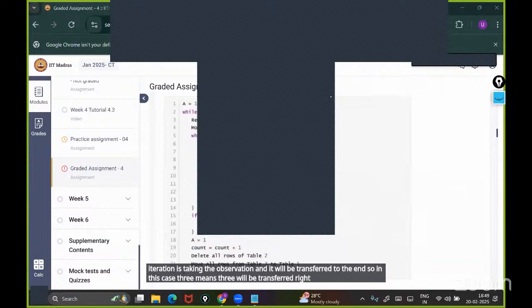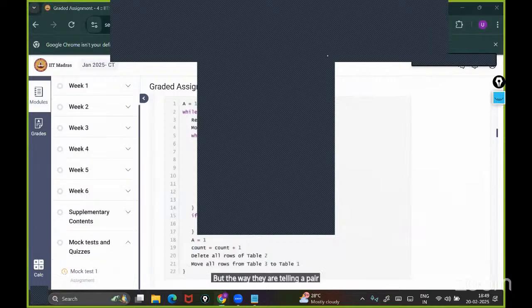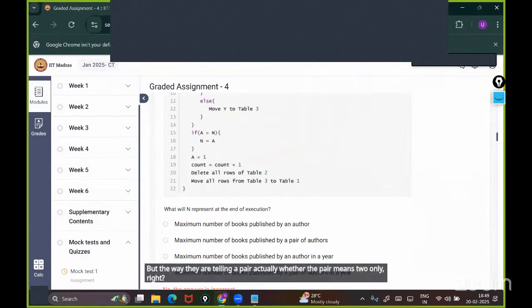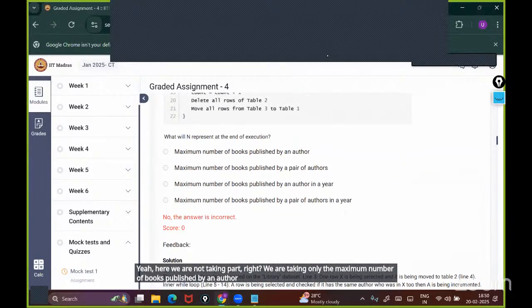Yes, understood. But why are they telling pair actually? What does pair mean, 2 only, right? Here we are not taking pairs. We are taking only the maximum number of books published by an author. We are not taking pairs.